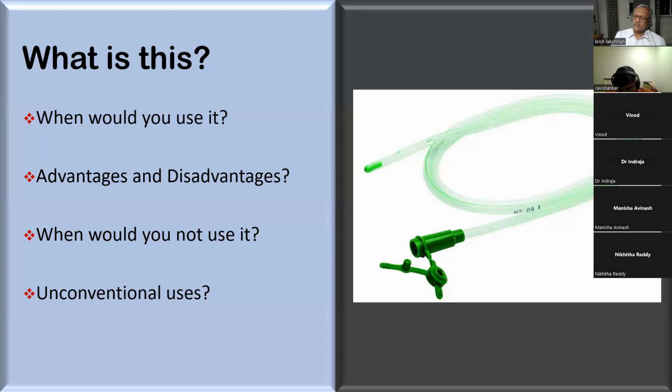Vinod. Yeah, go on. Sir, it may lead to aspiration, sir. Very good. Why does it lead to aspiration? If it displaces, it may come into the esophagus. Even if it's in the right place, it increases the chance of aspiration. Why?